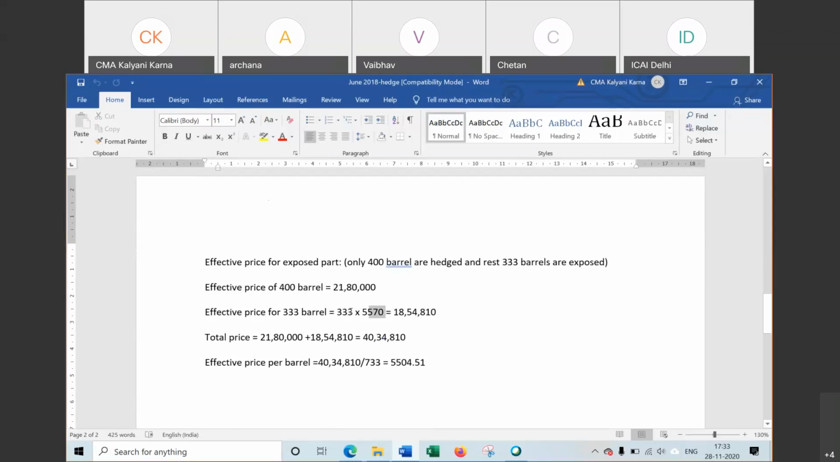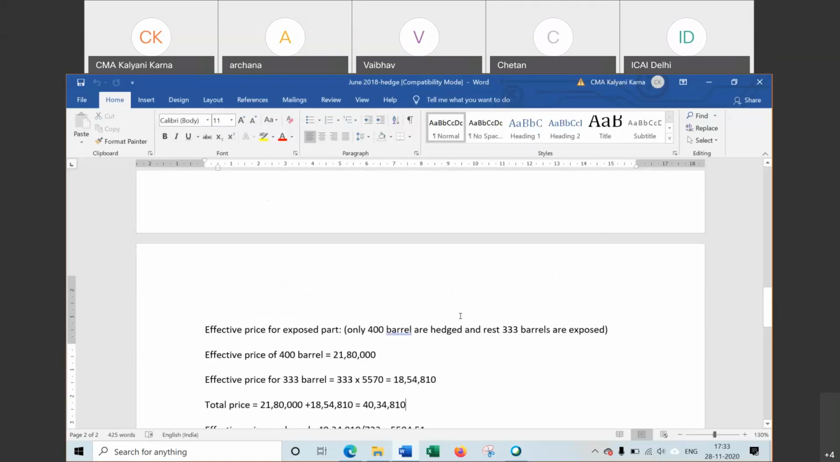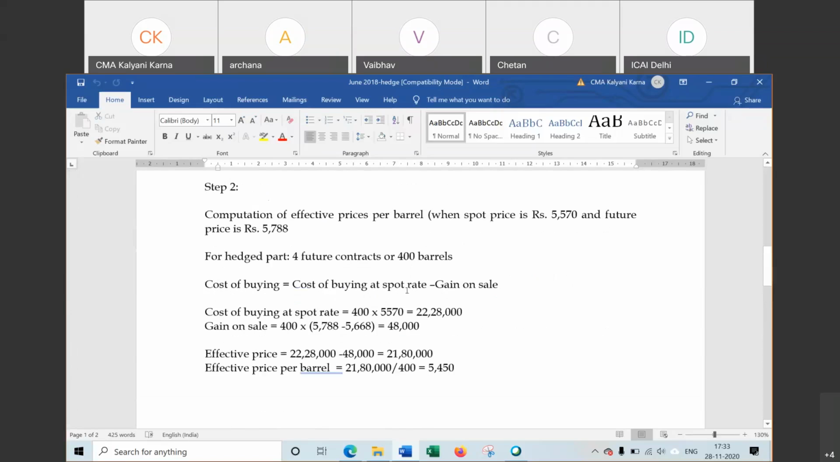You have bought this at the spot market rate. So this is the price. Total: this plus this. The effective price will be this total divided by 733. So this is the total price when 330 barrels are exposed, meaning 330 barrels are bought at spot price, and this is the price when it is hedged.